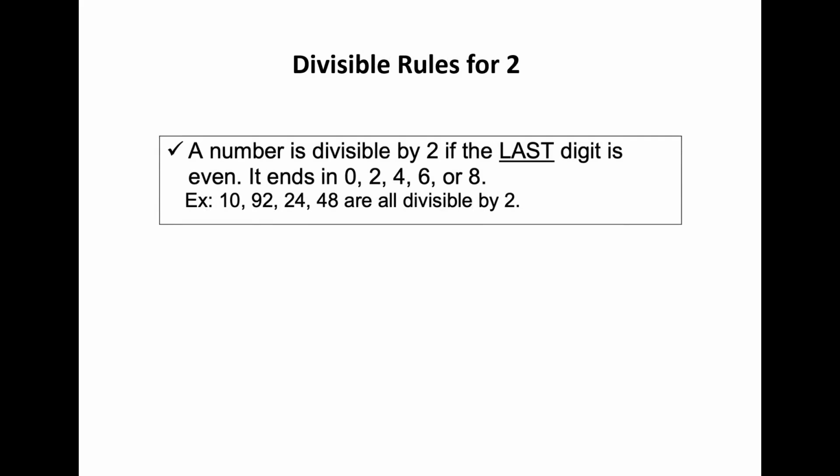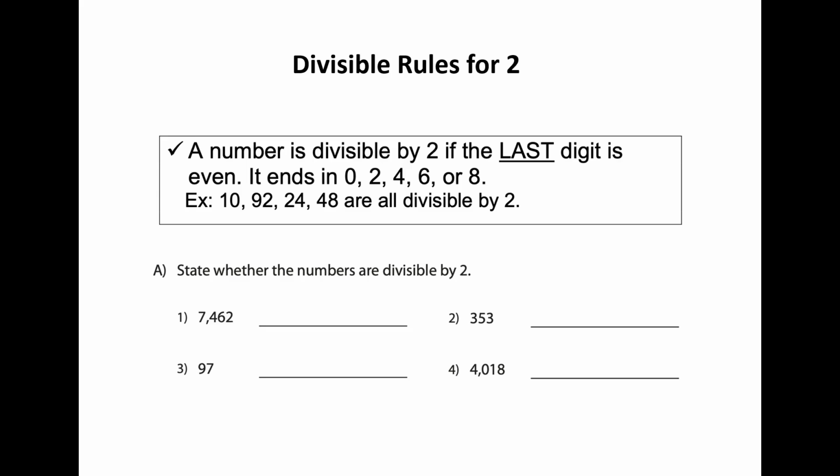This one is a pretty straightforward one. It's called the divisible rules for 2. Basically what it states is a number is divisible by 2 if the last digit is even. So something you learned in elementary school practically, right? So if the number ends in an even number, it's divisible by 2, meaning you can divide it by 2 and then get a number that does not have a decimal.